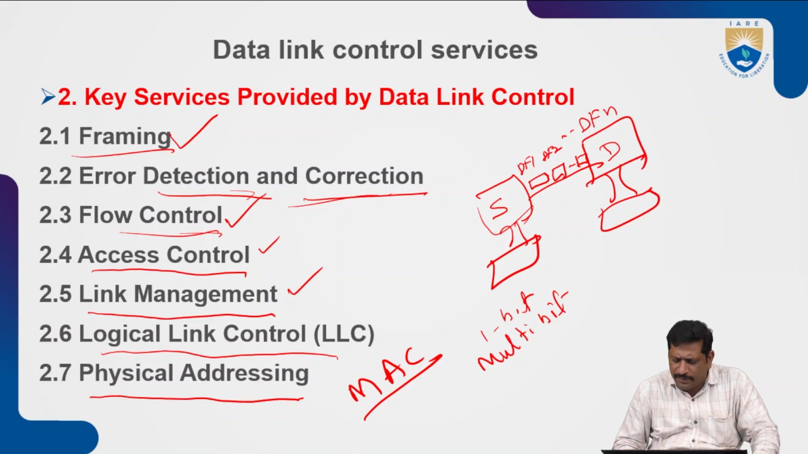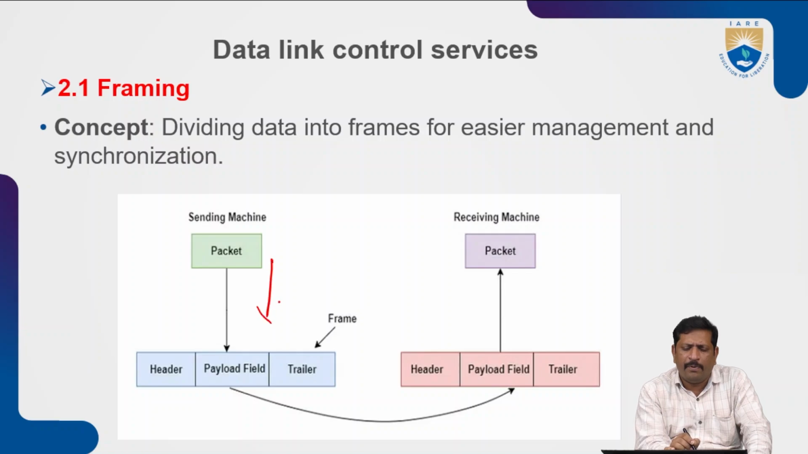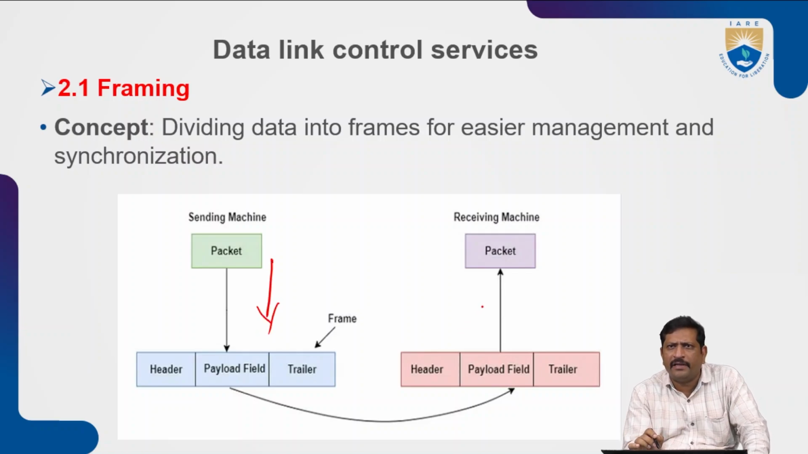First, framing. Framing is one of the data link control services. How are we going to control with framing? The large, bulk amount of data, that means the packets transferred from the upper layer above the data link layer to the lower layer, that is the data link layer.